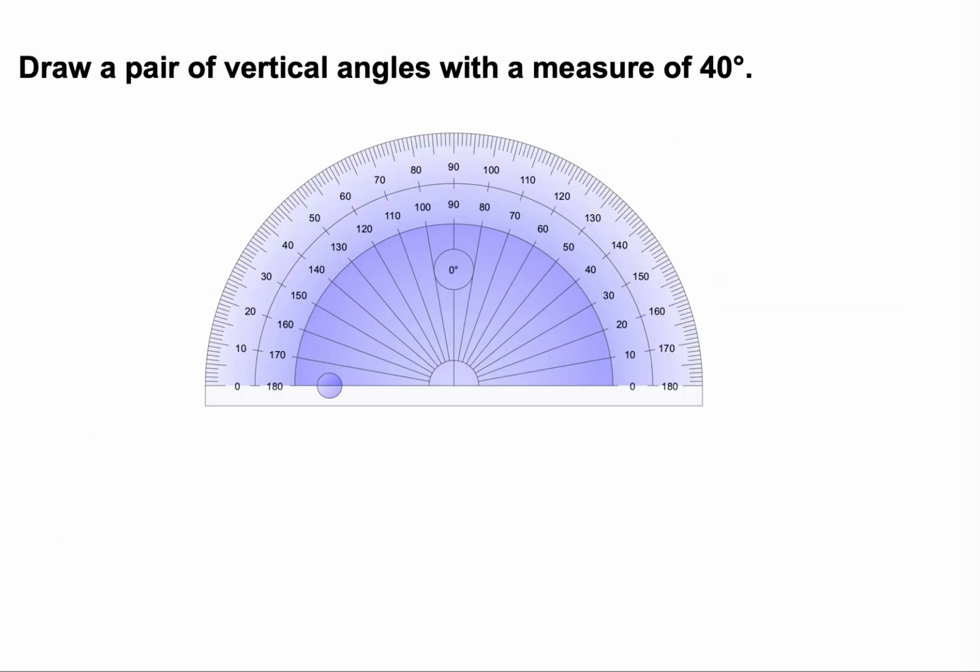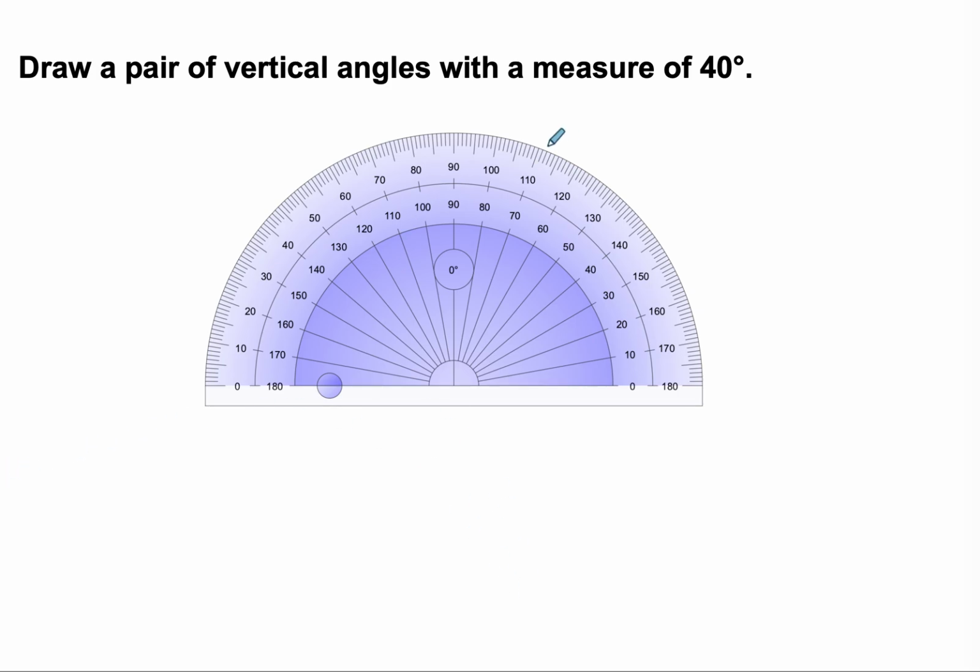All right, so our next type of problem is looking at how to draw vertical angles or draw a type of angle using a protractor. So if you don't have a protractor right now, go ahead and pause the video and find a protractor. Okay, so hopefully now you have a protractor and you have a piece of paper. It's important that you do this along with me so that you understand what to do.